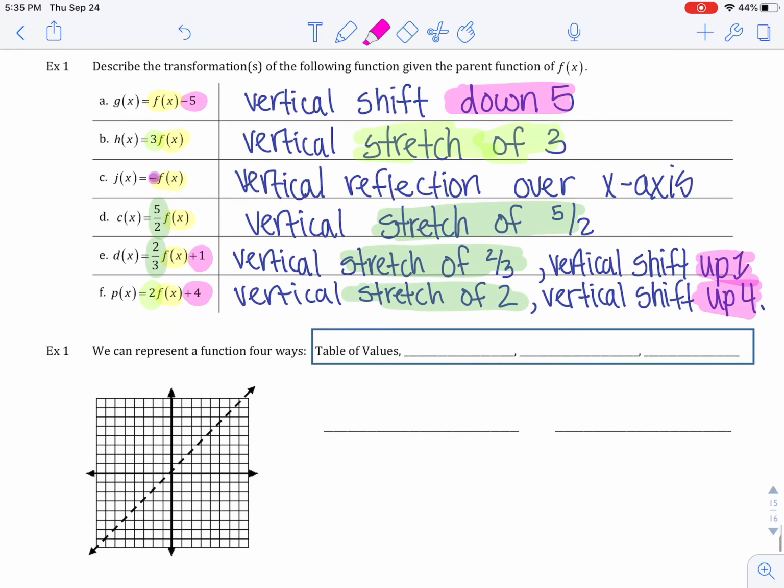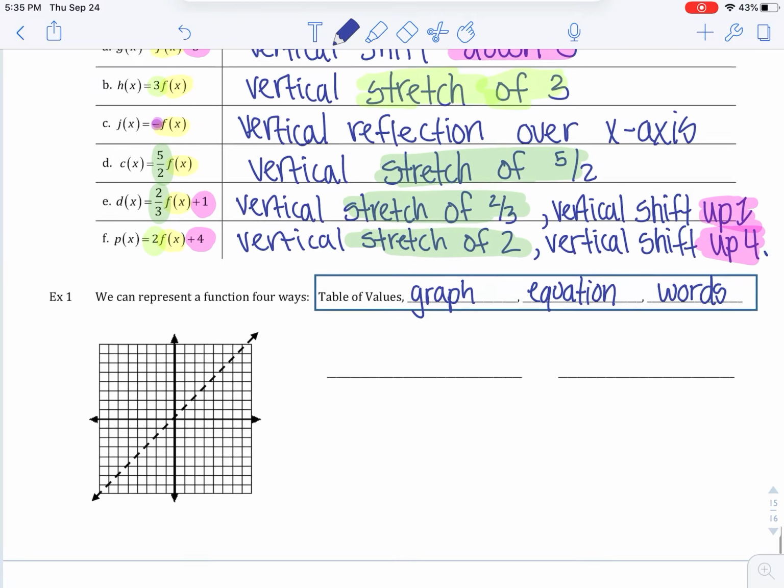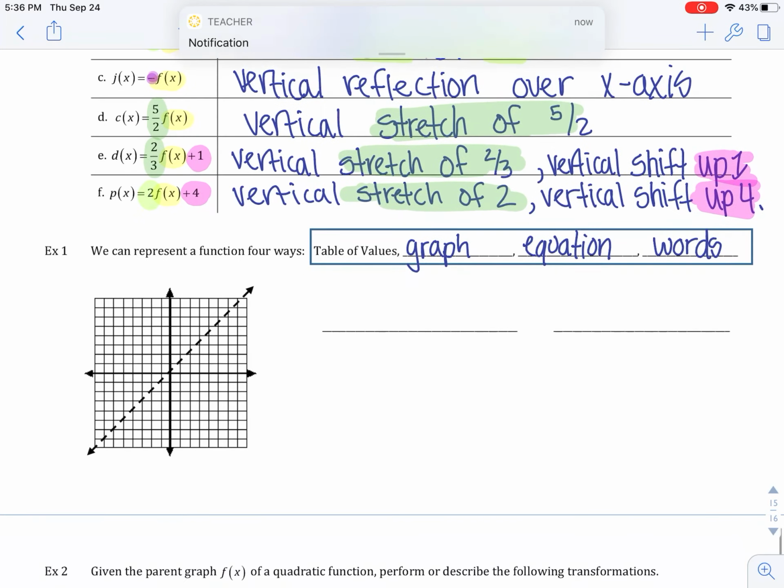All right, so after that, we can represent a function 4 different ways, guys. 1, we can go into a table. 2, we can represent it in a graph. 3, it could be an equation. And lastly, I can just use my words. So let's go in order then.